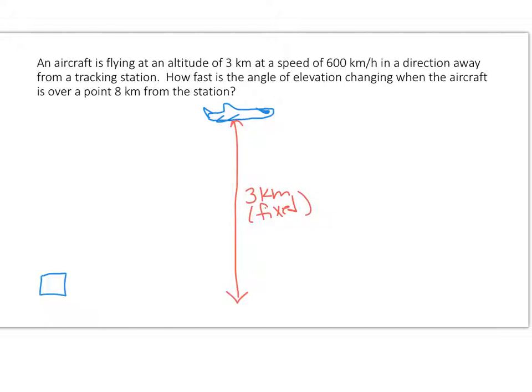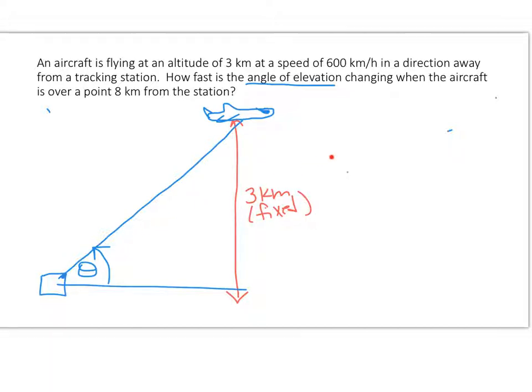What we want to know is how fast is that angle of elevation changing when he's 8 kilometers from the station. So angle of elevation means if I'm standing here and I'm looking up, it's how far up from the horizontal I have to look, right? If he's way over here, it's going to be a really steep angle. I'd be looking straight up. The further over he goes, we'd have a much smaller angle.